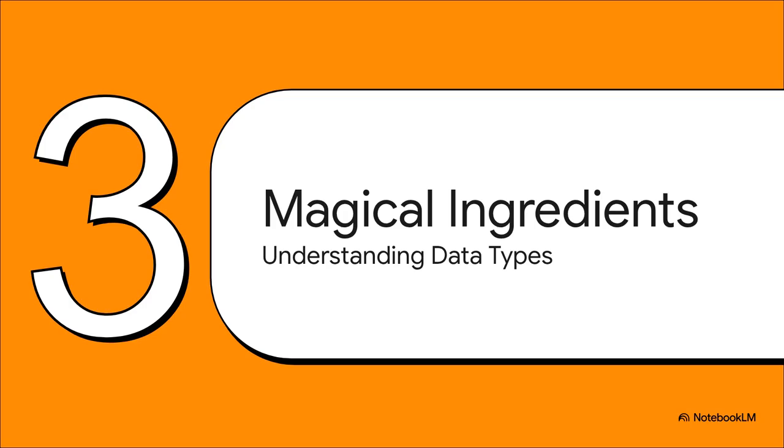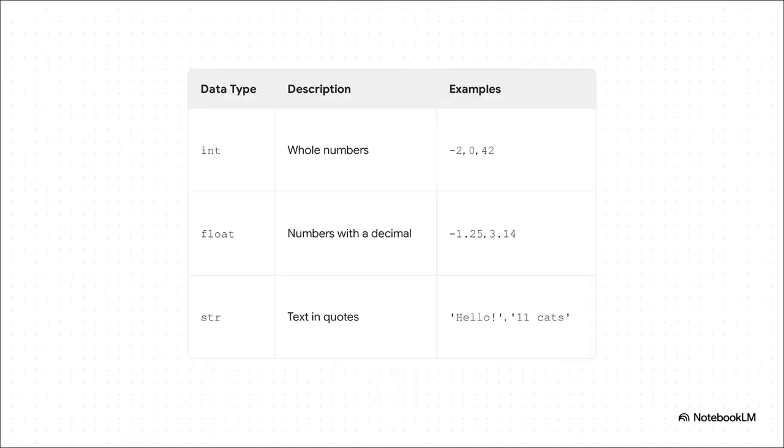A good wizard has to know their ingredients, right? You can't just throw a phoenix feather into a potion that calls for dragon scales. It's the same in Python. We need to understand our ingredients, and our ingredients are different types of data. For now, we're just going to focus on the big 3. First, we have integers, or int for short. These are just whole numbers. Then we have floats, which are numbers with a decimal point. And finally, we have strings, or str, and that's just text.